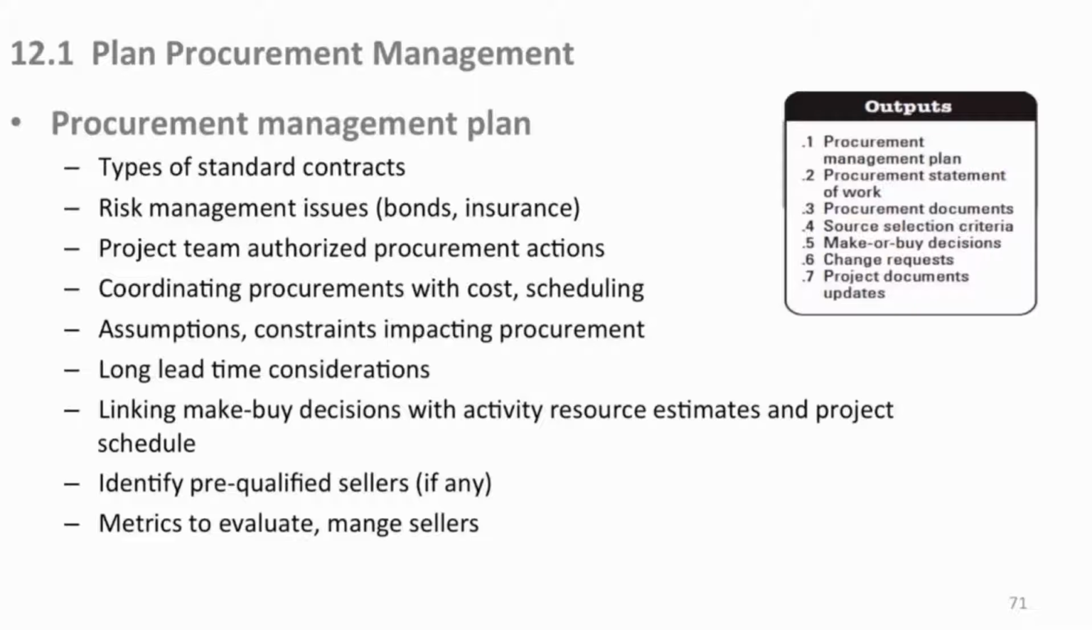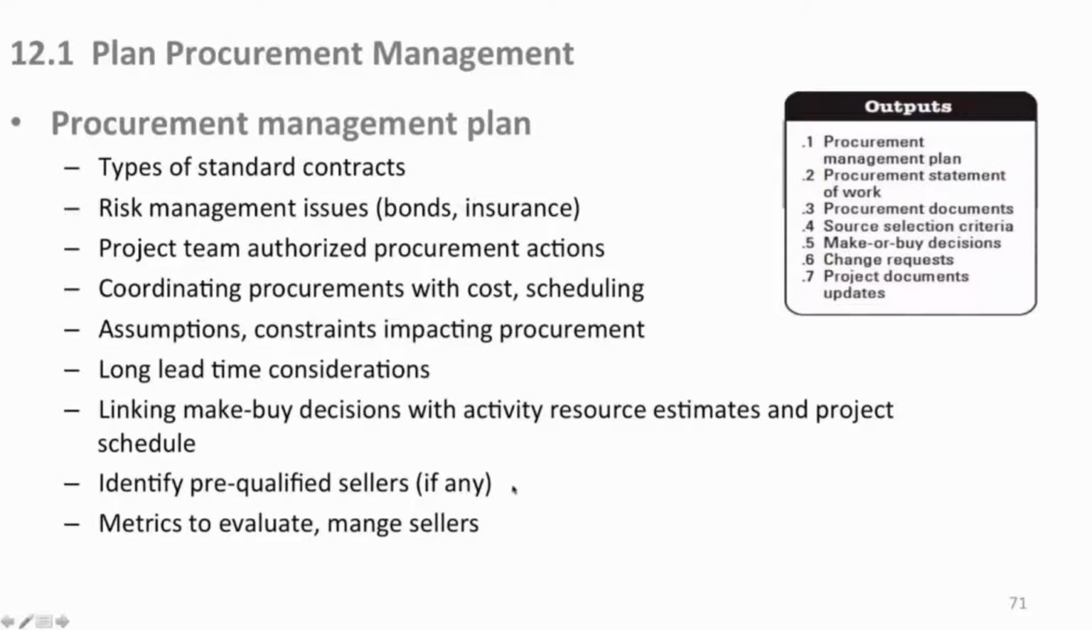The procurement management plan coordinates procurements with cost and scheduling. When you make a purchase, you have to go to your finance people and make sure that the money, when it gets delivered, ends up in your funding requirements, for example, and that your schedule reflects their deliverables and vice versa in the right period of time. Long lead time items, again, are a big consideration. They're way more risky when they're far out in the future, for a lot of reasons, so pay attention to those. Linking make-buy decisions with activity resource estimates and the project schedule helps you do this, and you can have some verbiage in your plan on why you made certain make-buy decisions.